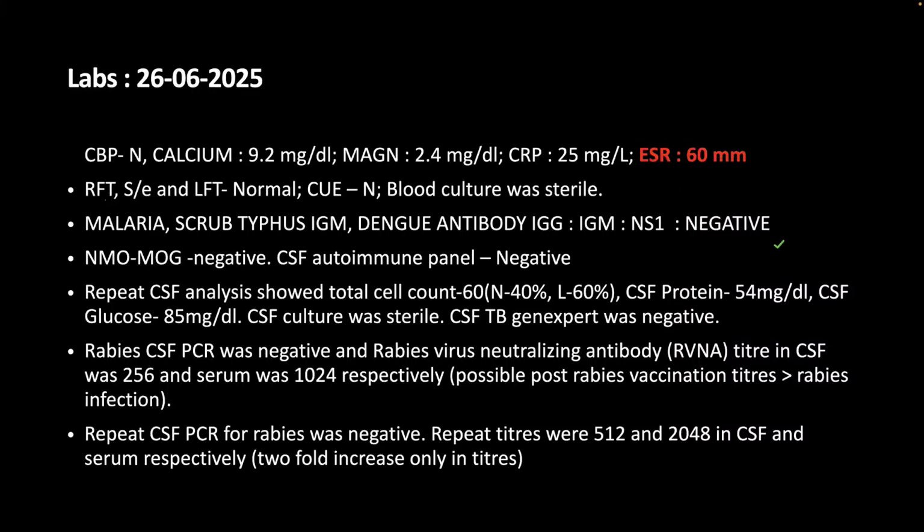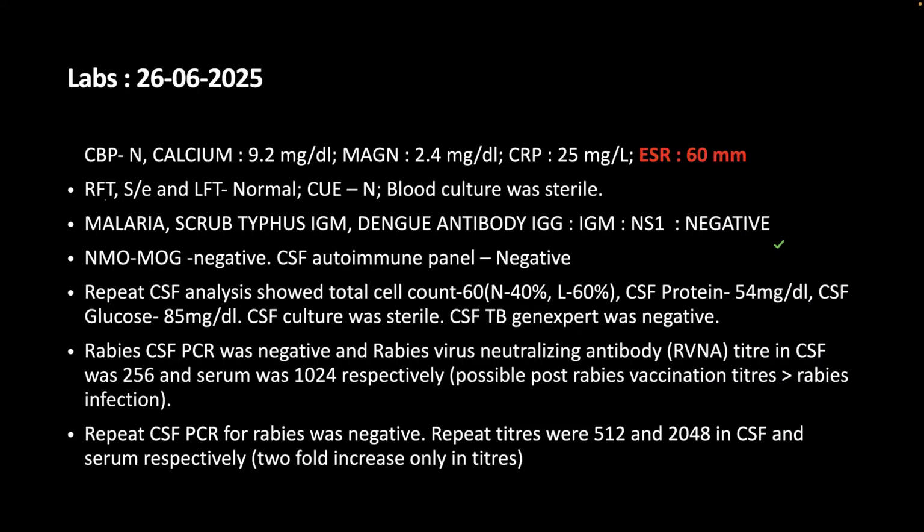Initial labs, calcium, magnesium, and CRP were normal, and ESR was elevated at 60. RFTs and LFTs were normal, and the initial infective workup was negative. In view of demyelination as well, NMO MOG was sent, which was negative, and a CSF autoimmune panel was sent; the report is still awaited. Repeat CSF analysis showed a decrease in cell count from 120 to 60 with neutrophils 40% and lymphocytes 60%, and proteins came down from 74 to 54, and glucose was normal. CSF cultures were sterile. GeneXpert was negative.